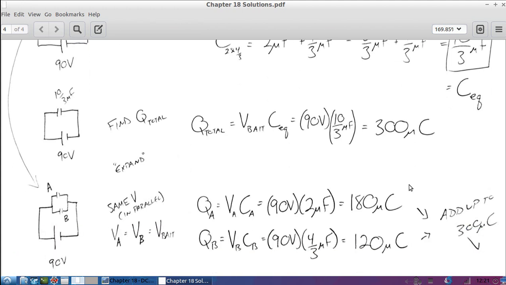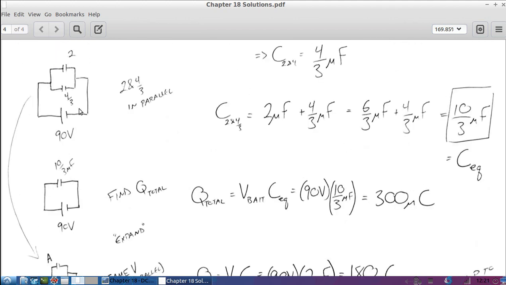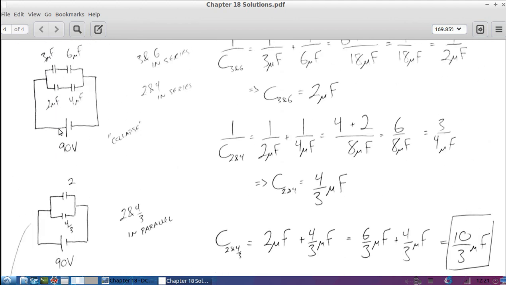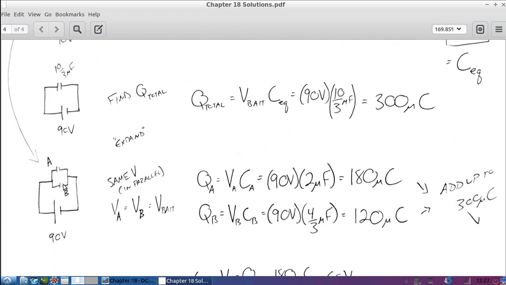So in this process of my expansion, I go back to the 2 and the 4/3, but I don't want to confuse this 2 with this 2. So what I'm going to do is call this capacitor A, and I'm going to call this capacitor B. Alright, so this is capacitor A, capacitor B. I've got 2 capacitors in parallel. They've got the same voltage across them, which is the voltage of the battery, 90 volts. So I know the voltage across capacitor A, capacitor B. They have their own unique capacitance, so they're going to have their own unique charge on them.